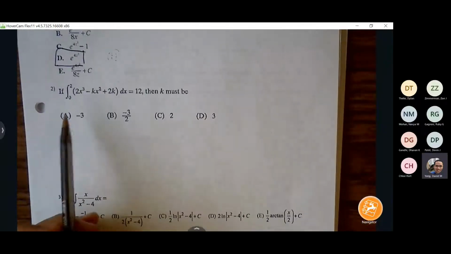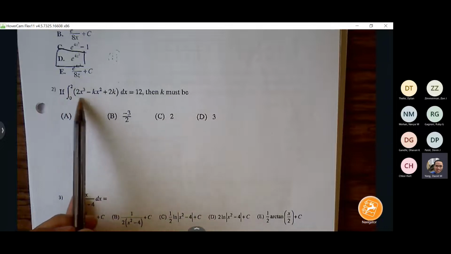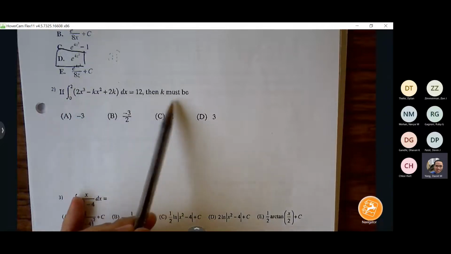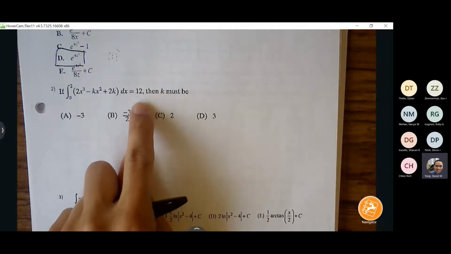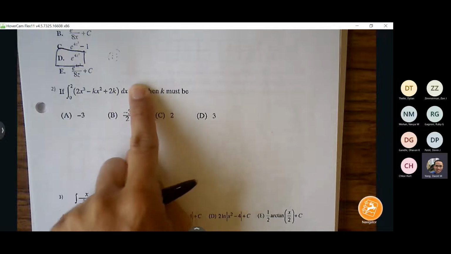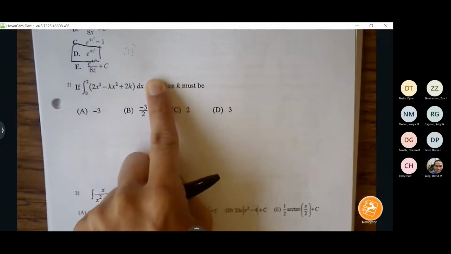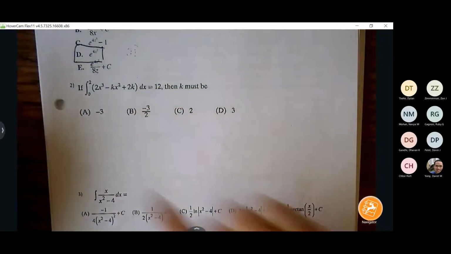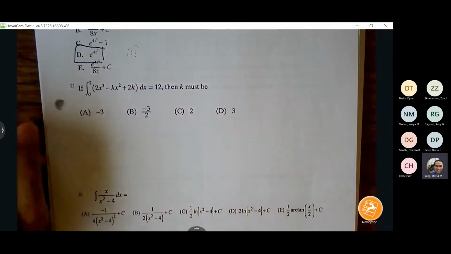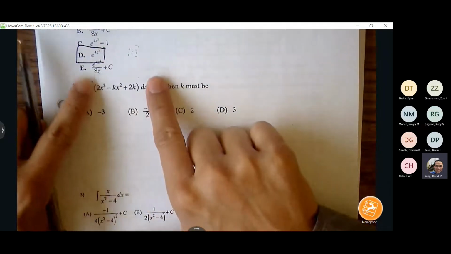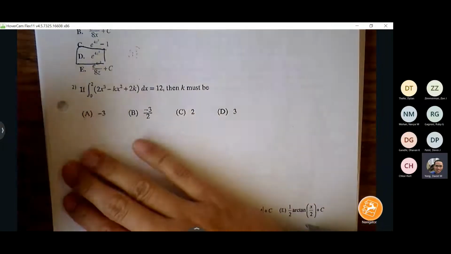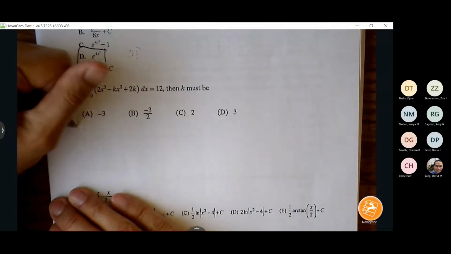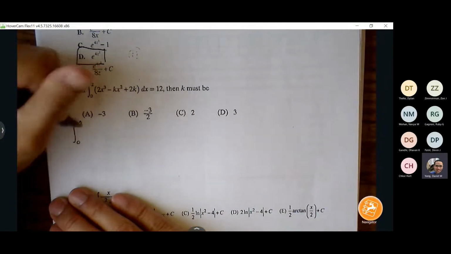All right, number 2, if the definite integral from 0 to 2 of the expression is equal to 12, then k must be. I think the way we can do this is let's pretend like we don't see the 12, okay? And let's just see how far we can get with that expression. We're trying to solve for k. First thing we do when we see a definite integral is we ignore the bounds, right? We just worry about taking the antiderivative of the expression that we see inside. I'm going to handle this portion here.